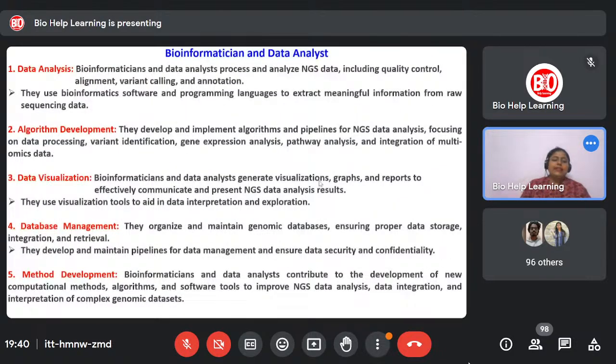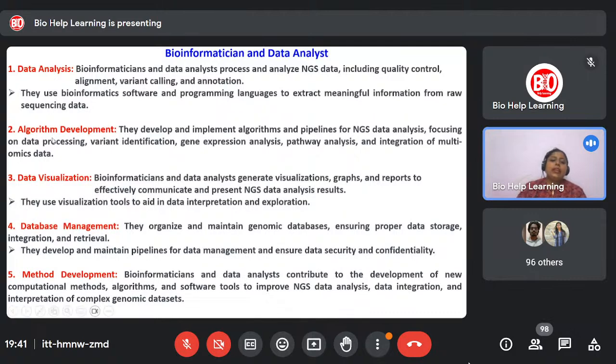Next important career in bioinformatics is the bioinformatician and data analyst. See, previously there was the technician. Now they are bioinformaticians, analyzing data, developing software, databases, etc. So what are they doing? First, they are doing data analysis. In this analysis, they perform quality control, alignment, variant calling, and annotation. And also they are using various software and programming languages to extract meaningful information from the raw data.